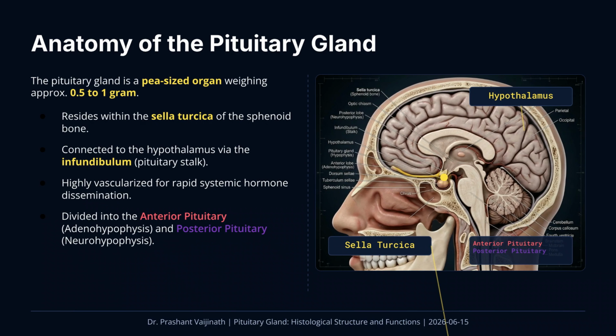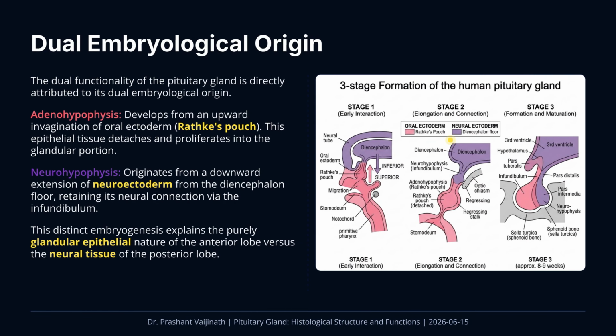The pituitary gland is a pea-sized organ housed within the sella turcica of the sphenoid bone. It connects to the hypothalamus through the infundibulum and is divided into the glandular anterior pituitary and the neural posterior pituitary. The pituitary gland has a dual embryological origin.